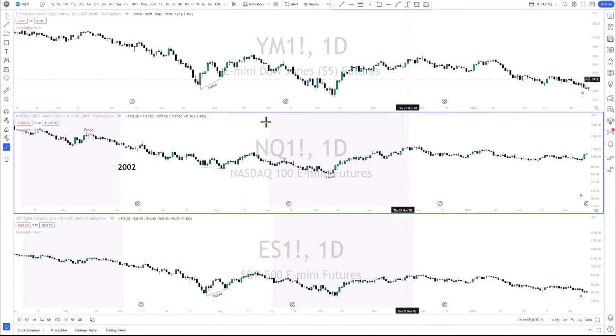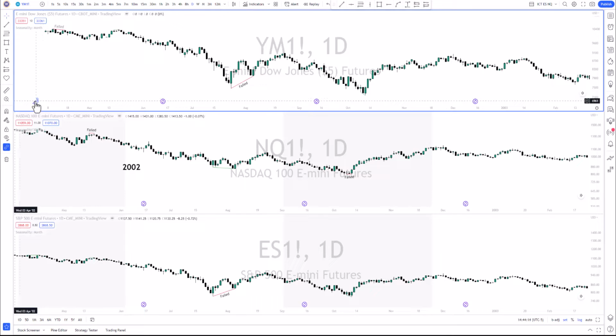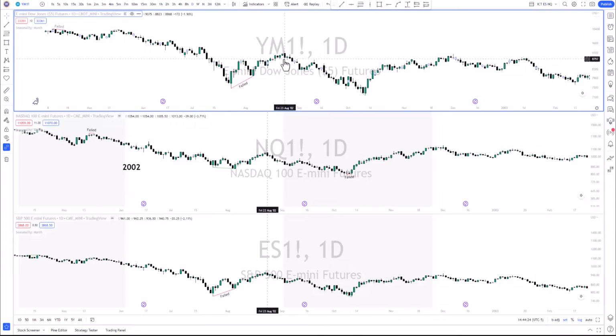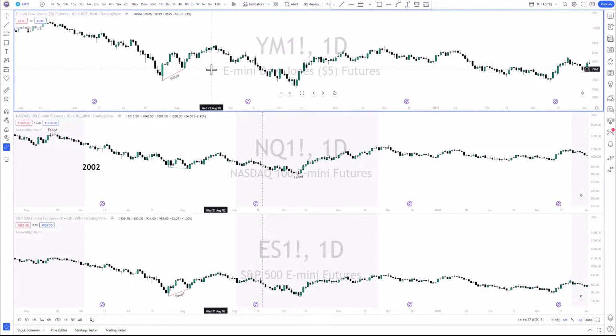So here we are, 2002. On TradingView, I do have the Pro, the highest level of TradingView that you can get, and the daily data goes back until 2002 for the Dow. So this is kind of where I started.